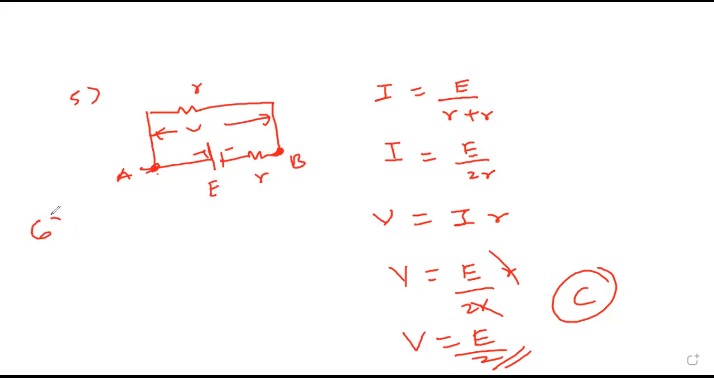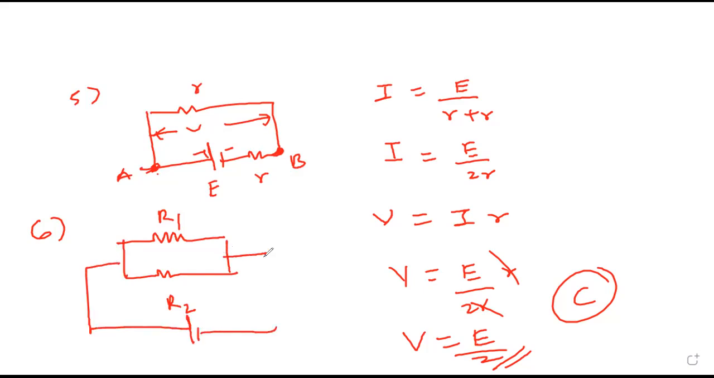Sixth one. Two unequal resistances are joined in parallel. So if one is resistance R1, the other is resistance R2, both are not the same, joined in parallel and connected across the cell. Which of the following statements is correct?